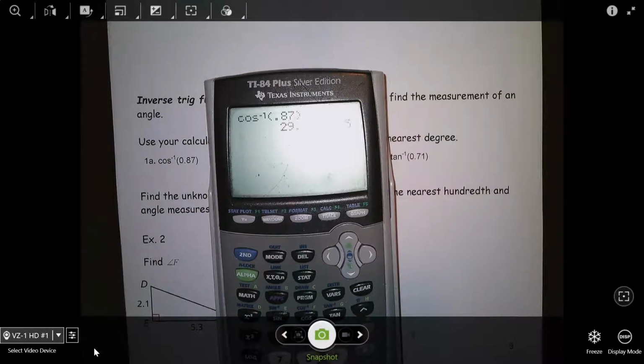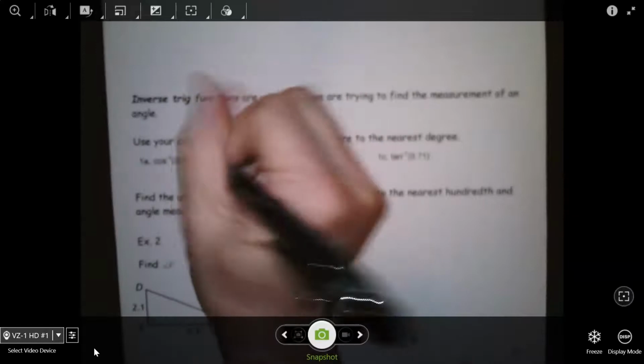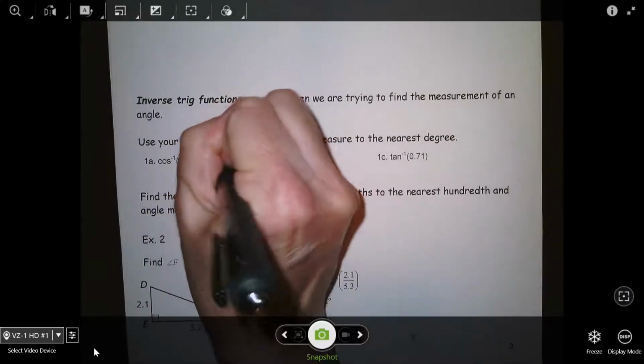Okay, for this one, I'm going to round to the nearest degree. So the inverse cosine of 0.87 has an angle of about 30 degrees, and I like to use the approximate sign since I rounded.